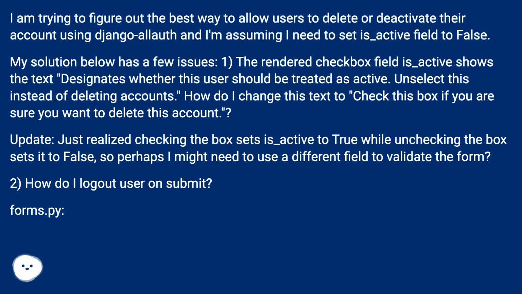1. The rendered checkbox field as is_active shows the text "Designates whether this user should be treated as active. Unselect this instead of deleting accounts." How do I change this text to "Check this box if you are sure you want to delete this account"?